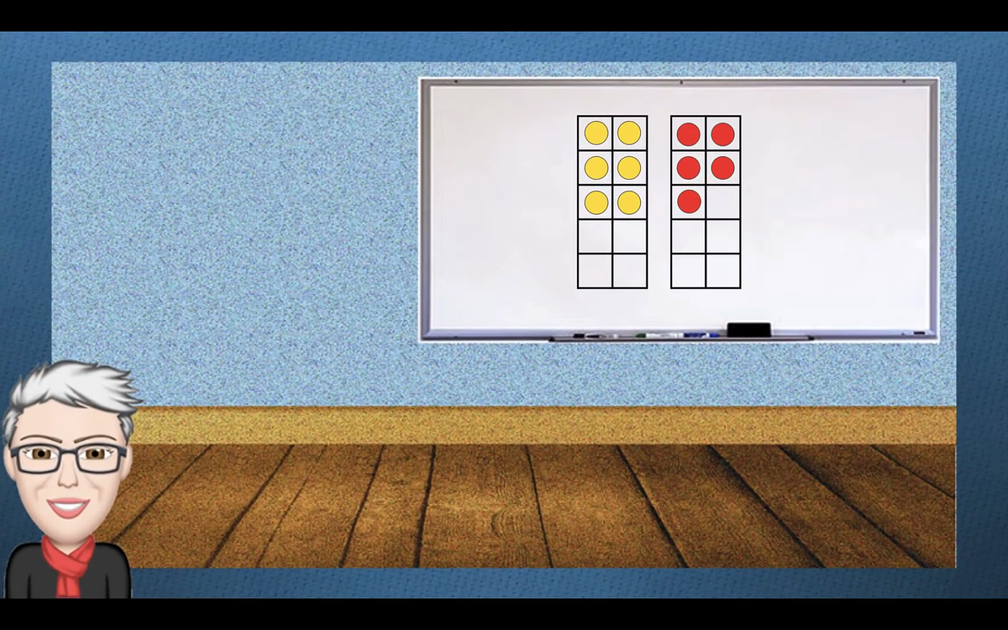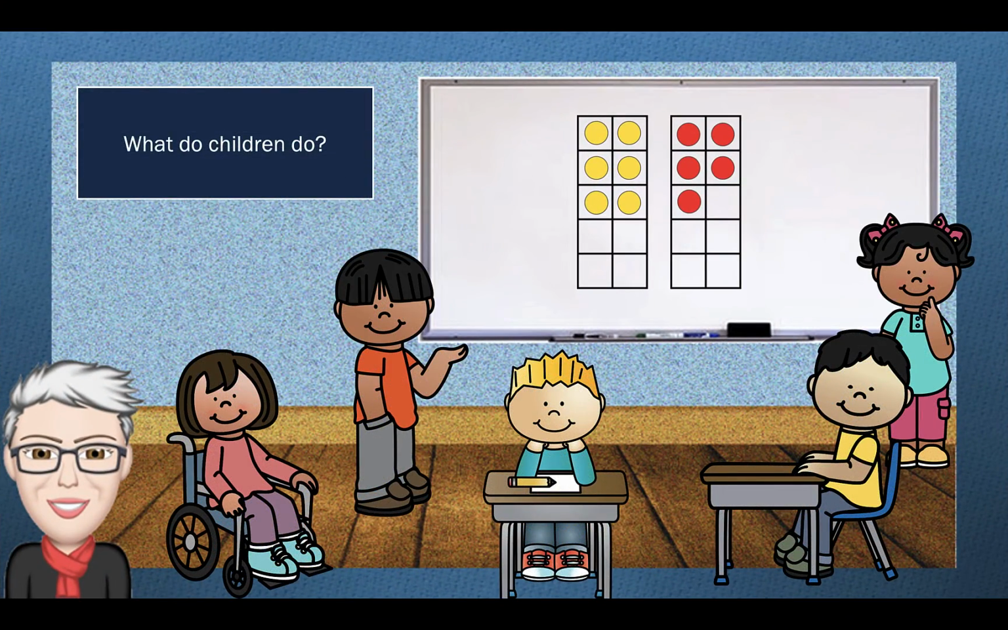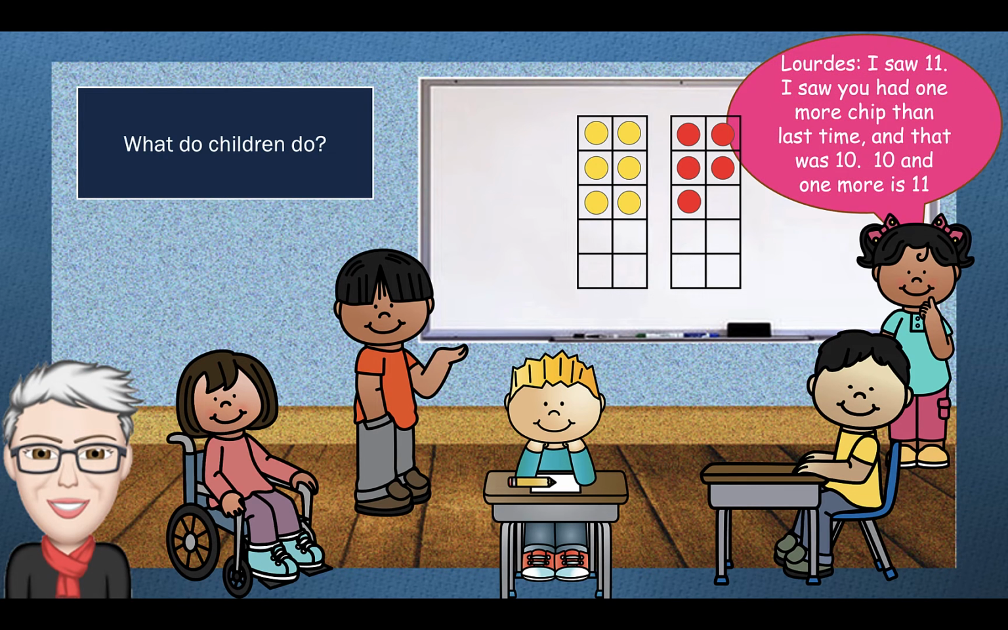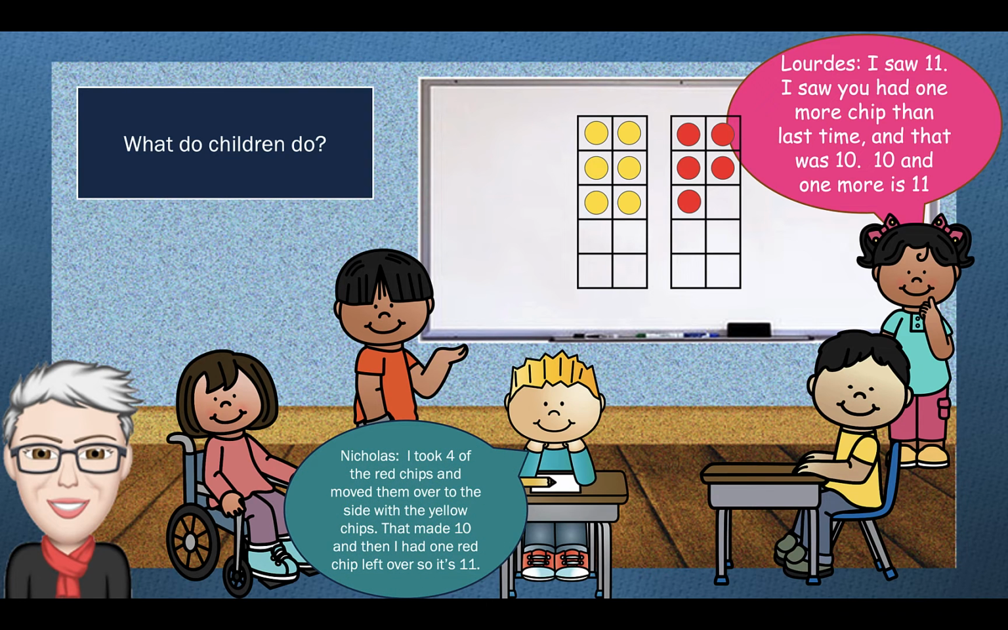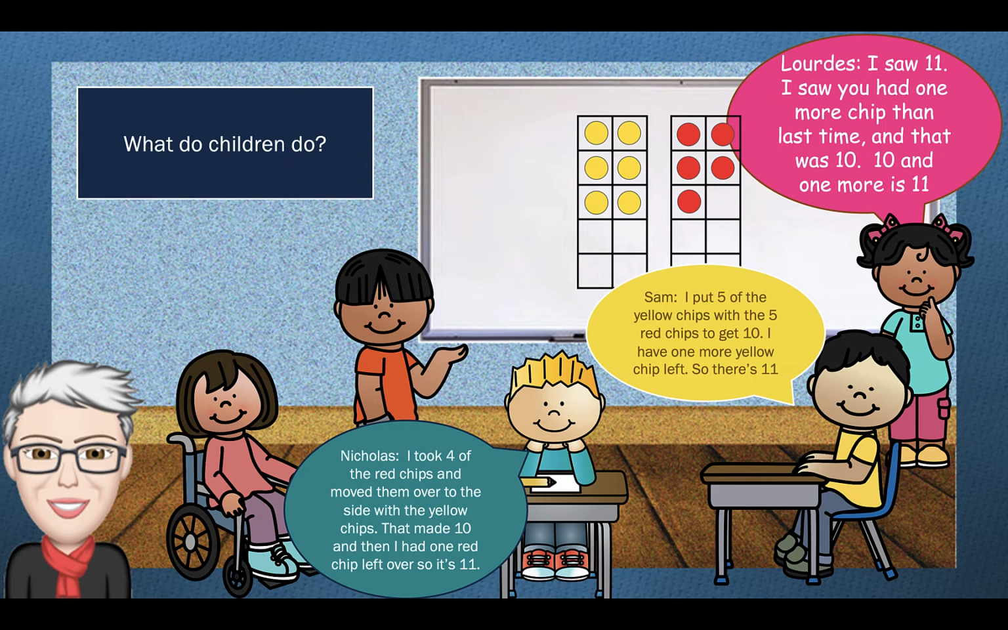What do children do? Here are some solutions we would expect. Lourdes: I saw 11. I saw that you had one more chip than last time, and that was 10. 10 and one more is 11. Nicholas: I took 4 of the red chips and moved them over to the side with the yellow chips. That made 10. And then I had 1 red chip left over, so it's 11. Sam: I put 5 of the yellow chips with the 5 red chips to get 10. I have 1 more yellow chip left, so there's 11.